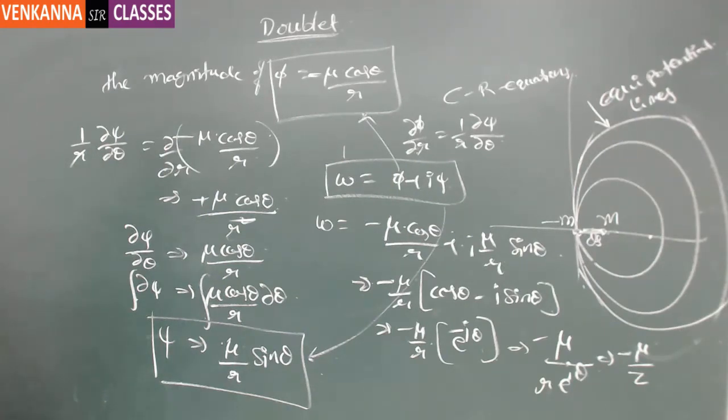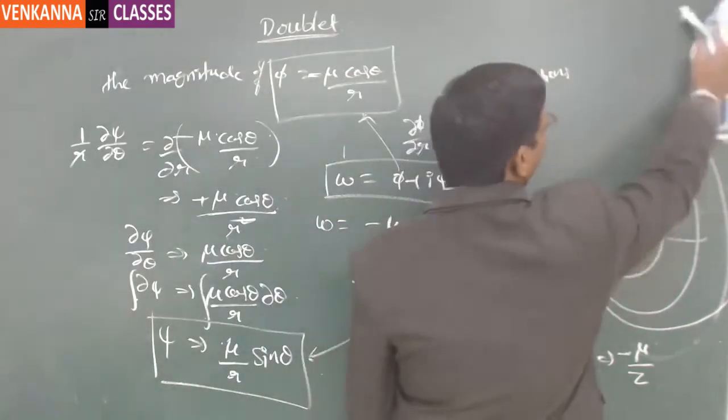So this is nothing but the complex potential. The sign change is coming just because he treated a different value of theta. Let me explain that.